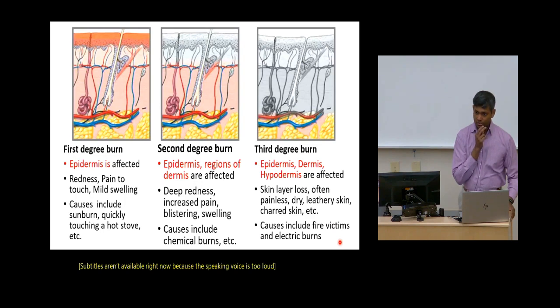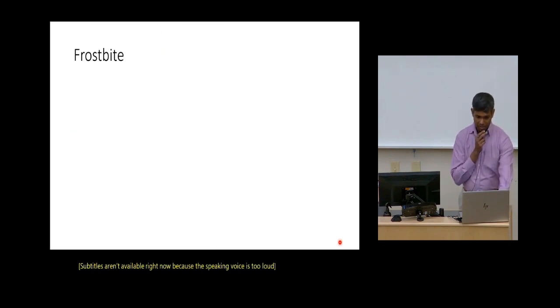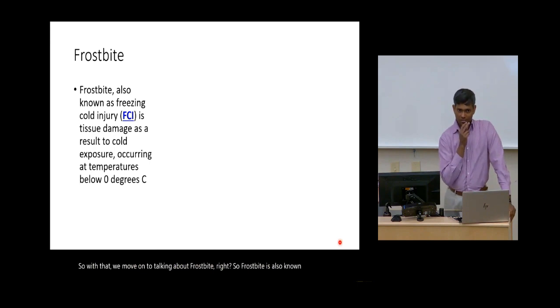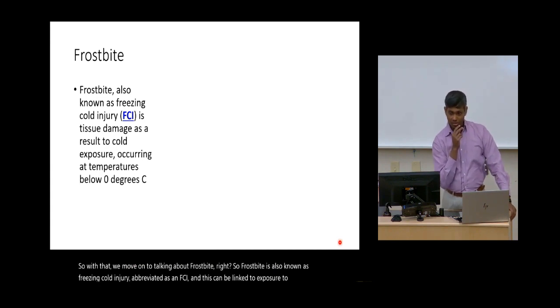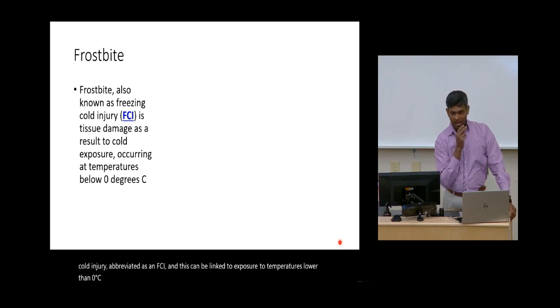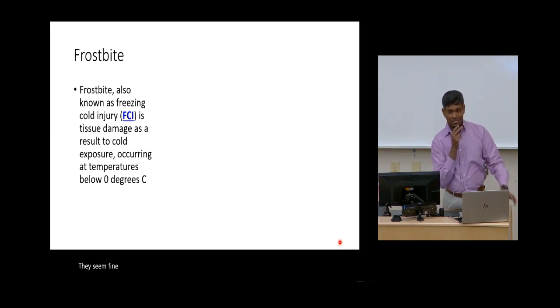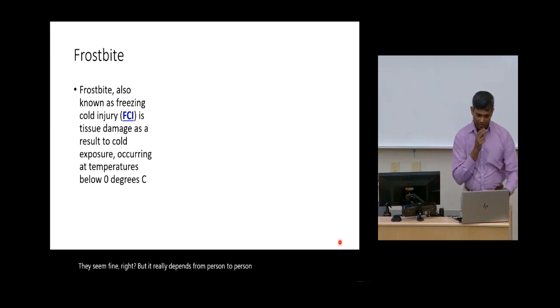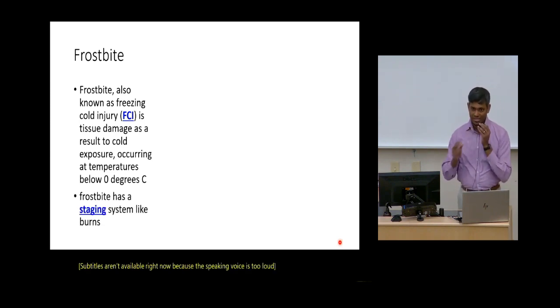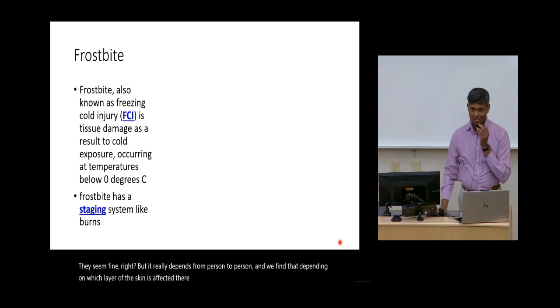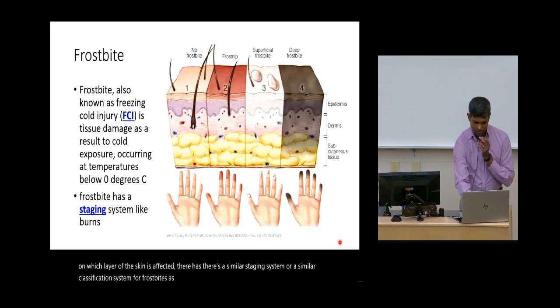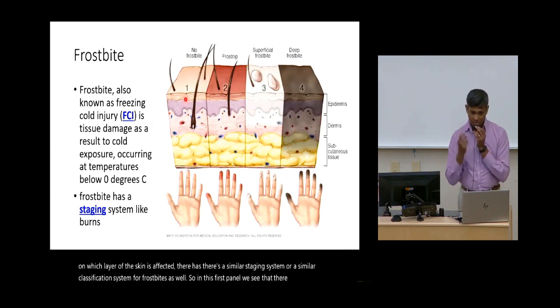So with that, we move on to talking about frostbite. Frostbite is also known as freezing cold injury, abbreviated FCI, and this can be linked to exposure to temperatures lower than 0 degrees centigrade. So I don't know, for most of us, 32 degrees may seem fine, but it really depends from person to person, and we find that depending on which layer of the skin is affected, there's a similar staging or classification system for frostbite as well. So in this first panel, we see that there is no frostbite. This is the normal skin.